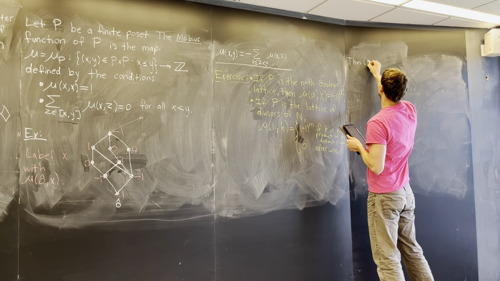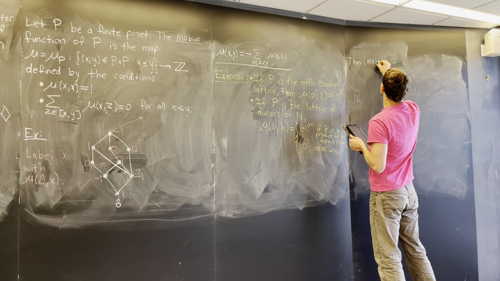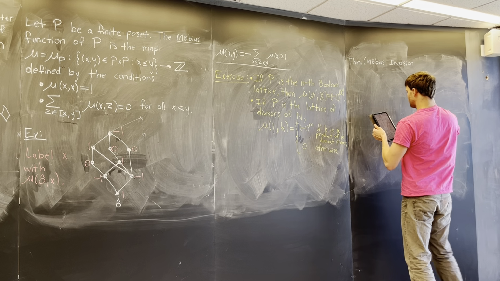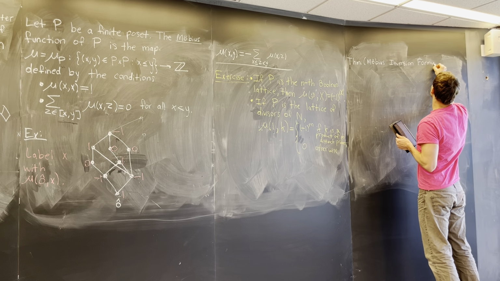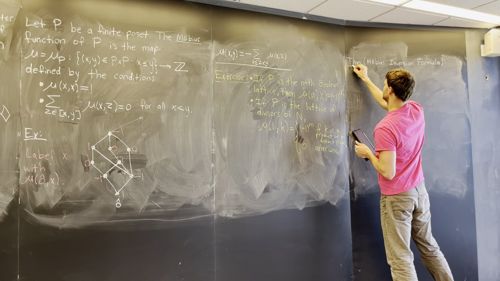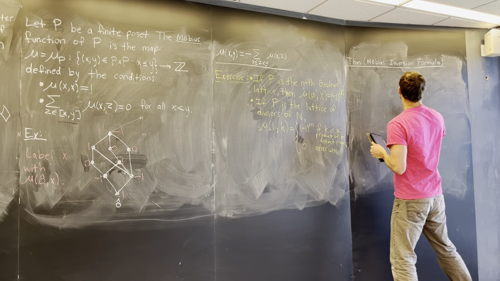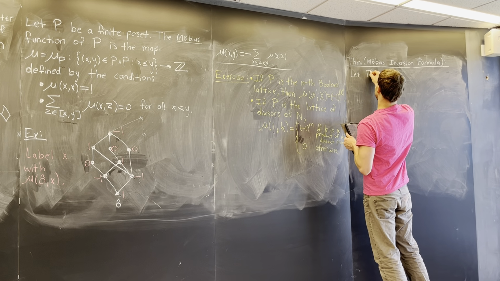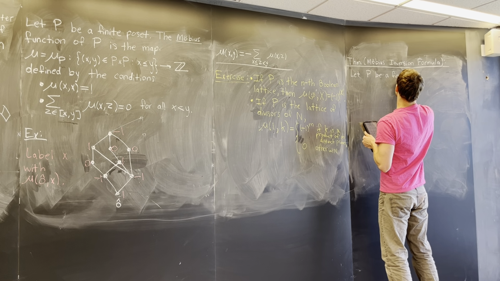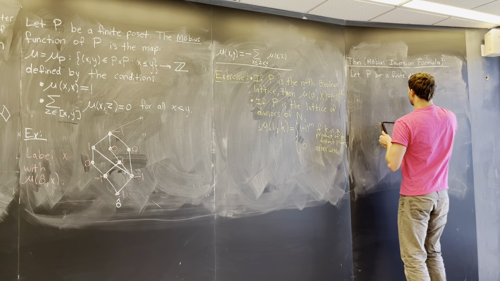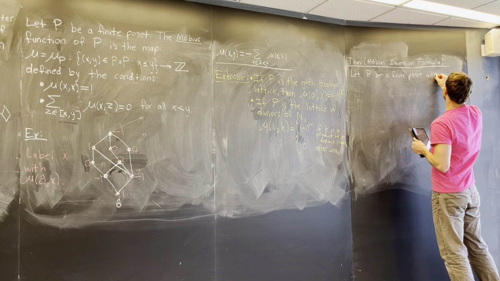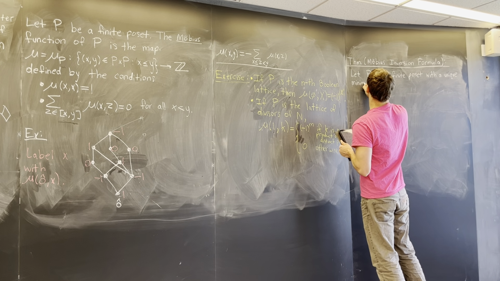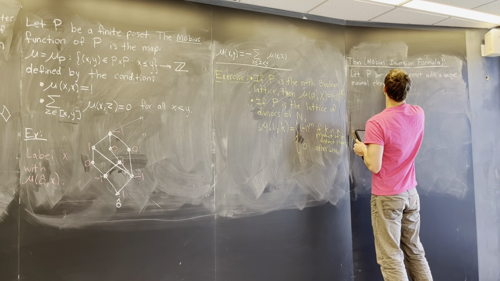This is the Möbius inversion formula. So let P be a finite poset, and let's assume that it has a unique minimal element, zero hat.